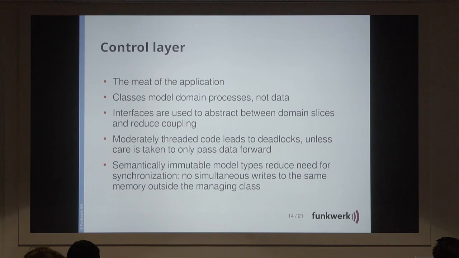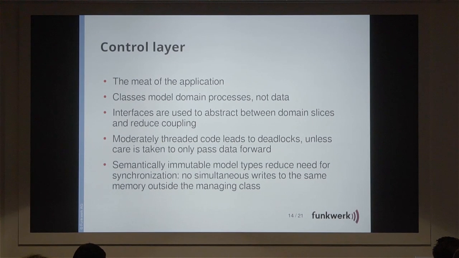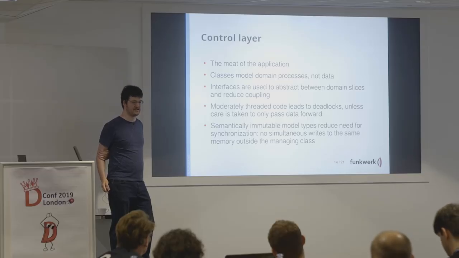Going back to the actual talk, at the control layer, this is where the main point of this talk comes into play. When I said process-based object orientation, what I specifically mean is that at the control layer, we don't use classes to model state. You don't use classes to model business entities. We use classes to model business processes.